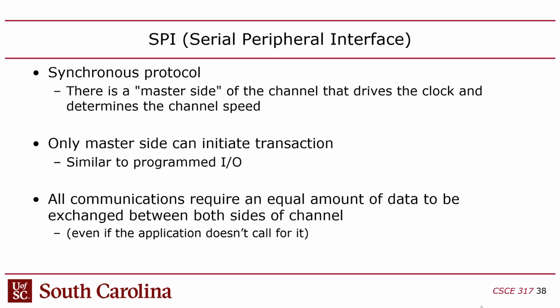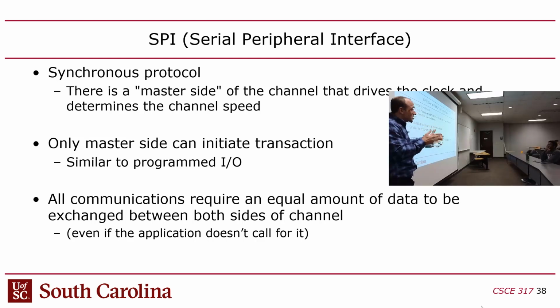The master drives everything. The model being used here is that the master is the CPU and the slave is the peripheral. There's no way for the peripheral to initiate a communication with the other side. It only responds, unless it has an interrupt, right? So you can have an interrupt coming back. But SPI is meant to implement this programmed I/O style communication.